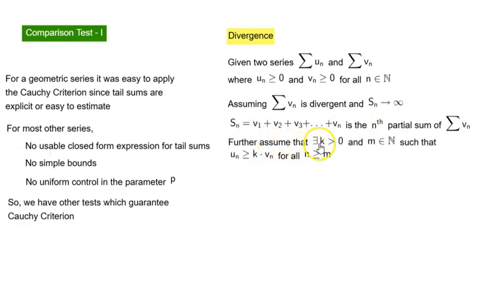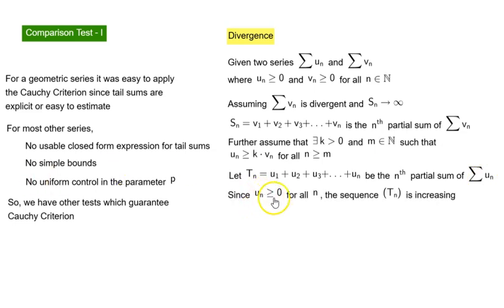Further assume that there exists k greater than 0 and m in N such that U sub n is greater than or equal to k times V sub n for all n greater than or equal to m. Let T sub n be equal to U1 plus U2 plus U3 up to Un, the nth partial sum of the series U sub n. Since U sub n is greater than or equal to 0 for all n, the sequence of partial sums T sub n is increasing. Similarly, since V sub n is greater than or equal to 0, the sequence of partial sums S sub n is increasing.